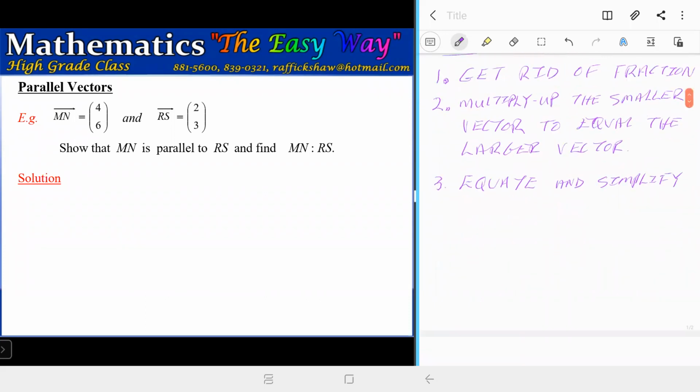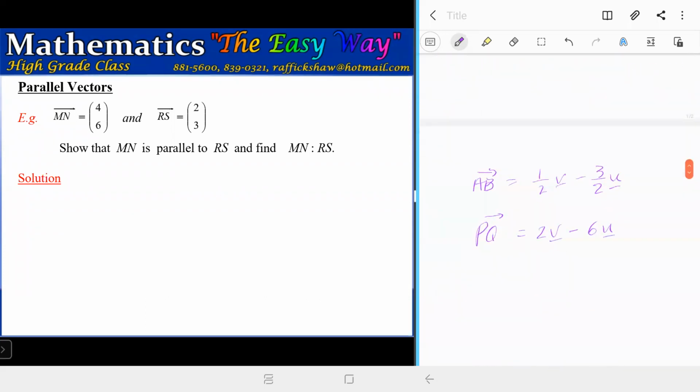All right, so let me show you this example down here now. I have these two vectors, and I want to show that they are parallel. First thing I do, I get rid of the fractions. The one with the fraction is this one. That's the only one with fractions. What would I have to multiply this by to get rid of the fractions? Look at it. Half. Two. Half. 2. Four. Like, 4.